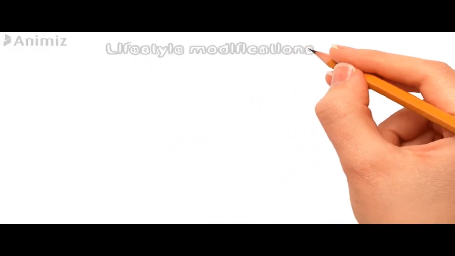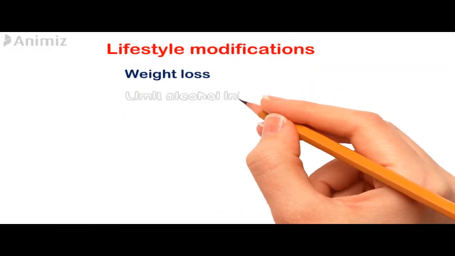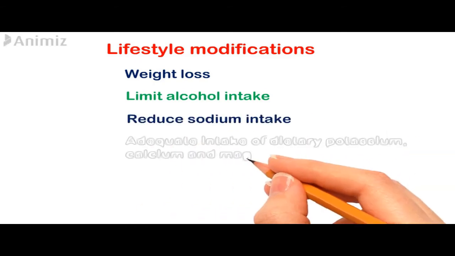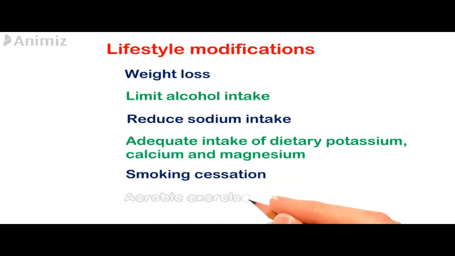So before starting patients on antihypertensive drugs, lifestyle modifications are recommended, like weight loss if they are obese, limiting alcohol intake, also reducing the sodium intake, and maintaining adequate intake of dietary potassium, calcium, and magnesium. Also, if they are smoking, to quit smoking, and physical exercise at least 30 minutes daily for most of the days is recommended to all patients.